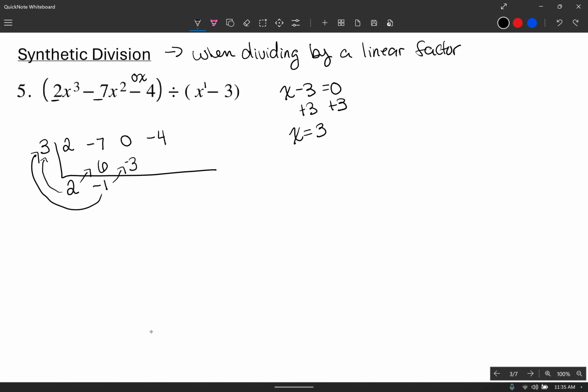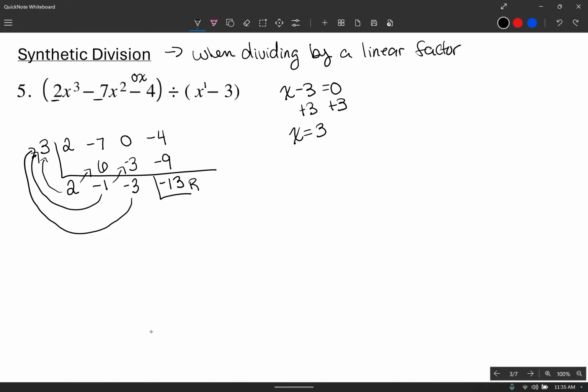Then I'm going to add down. 0 and negative 3 make negative 3. Then I take that times the number on the outside. 3 times negative 3 is negative 9. And I have negative 4 and negative 9, which makes negative 13. That is going to be my remainder.